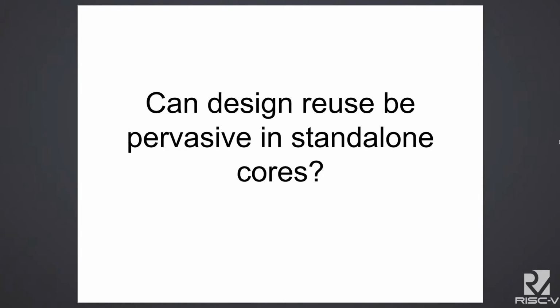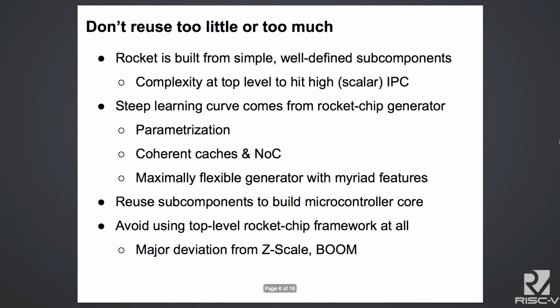And the other thing is that under a, up till now, unfrozen privileged architecture, a lot of open source implementations have lagged behind or died off because of kind of disparities with the current direction of the privileged architecture. And I think that design reuse can be totally pervasive in standalone cores, regardless of the implementation language of the overall SoC project. And the key really is just not reusing too little or too much.